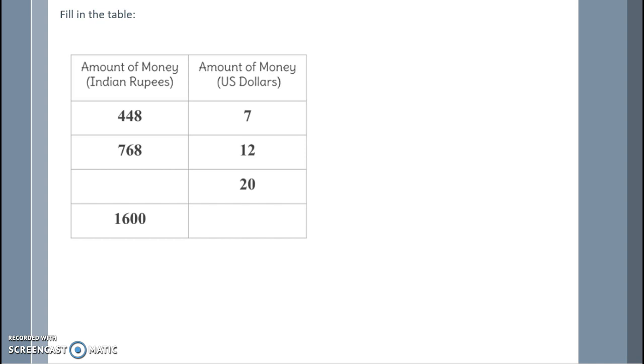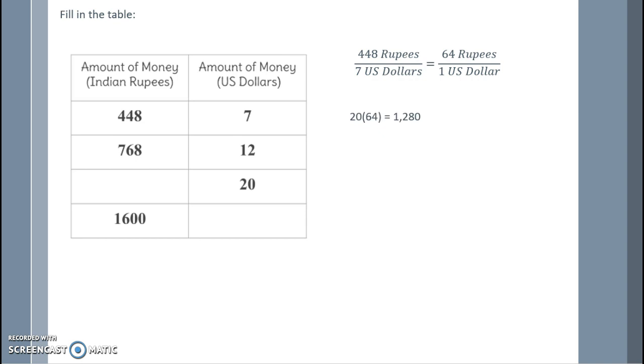We have Indian rupees and US dollars together with missing pieces. So let's start with that top row. I have 448 rupees. How many US dollars is that? Well, what we can do is divide by 7 to get 1 US dollar by itself. Therefore, if we did 448 divided by 7, 64 rupees would equal 1 US dollar.